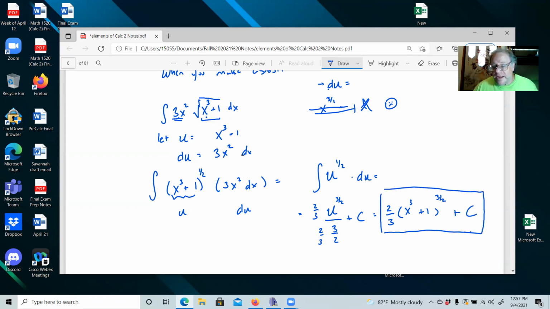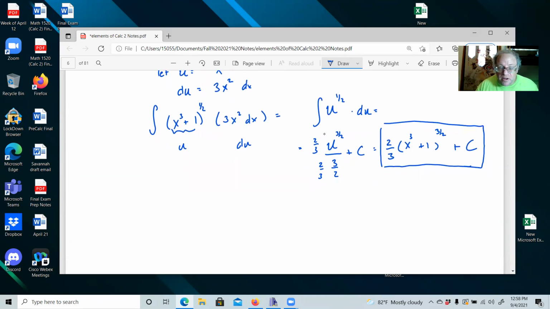So how do I know it's right? Let's take the derivative and find out. What is the derivative of 2/3 (x cubed plus 1) raised to the 3/2, plus C?